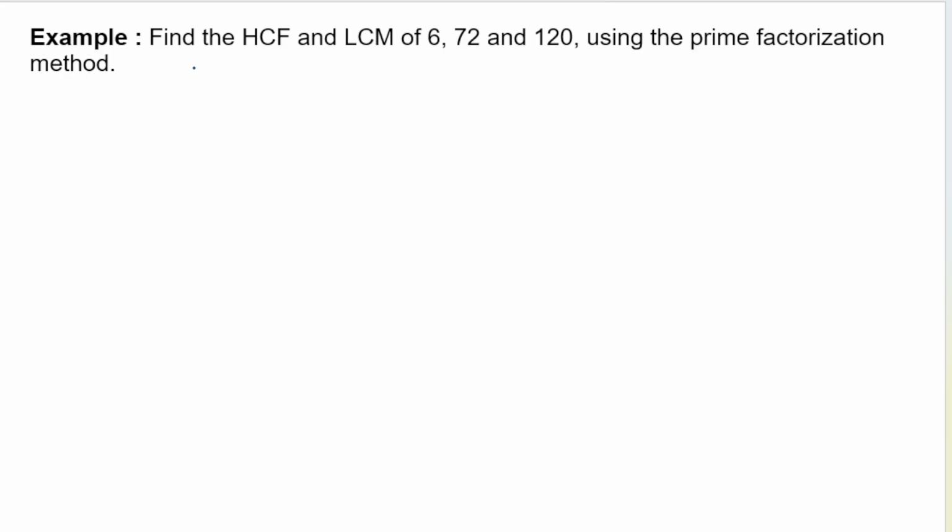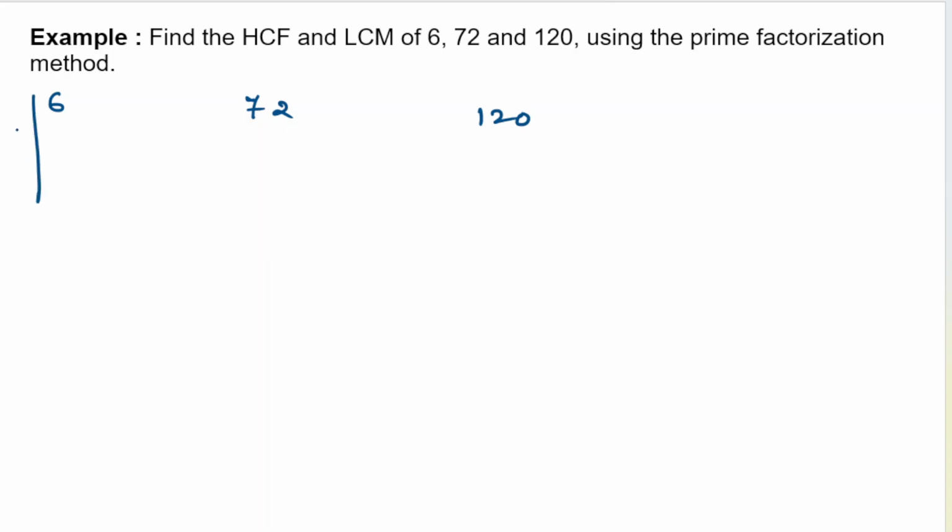We have an example here where we have to find the HCF and LCM of these three numbers using the prime factorization method. First, we will find the prime factors of 6, 72 and 120. How can we find the prime factors? We have discussed it in the earlier video, Real Numbers Introduction. I will give you the link in the description box. You can refer to that.